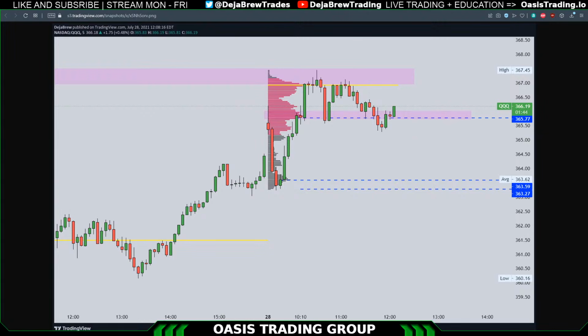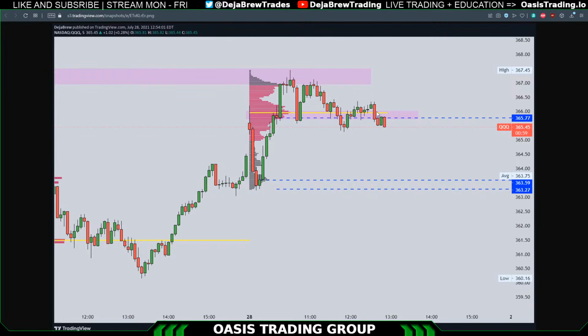Let's keep going. So this actually acted as a fake out, and then look at what it did. It shifted the POC down. Value area low still remains the same, so this is slightly bullish. But as long as it holds the value area low, it is still okay to go higher.